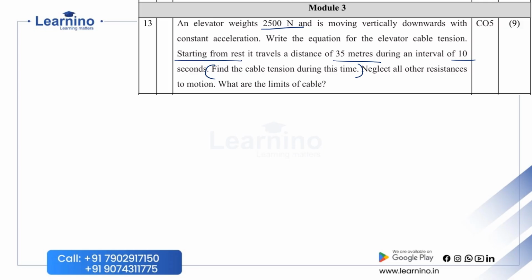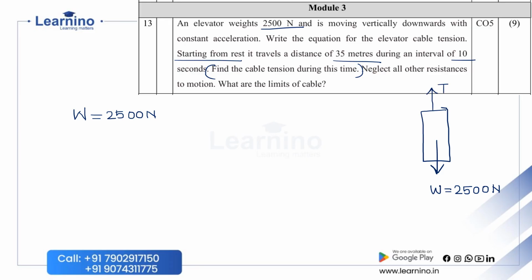Okay, so they have given the elevator weight, that is 2500 Newton. I am considering this as my elevator, and its weight W is given as 2500 Newton, and it is moving vertically downward with a constant acceleration, and one string will be there, and the string will be acted upon by a tension which I am representing as T.